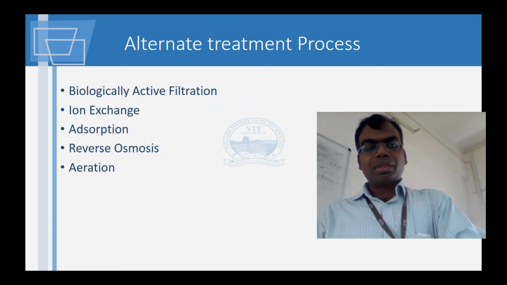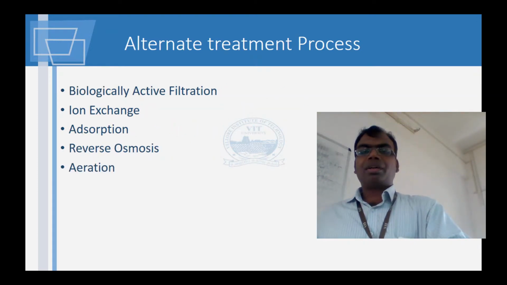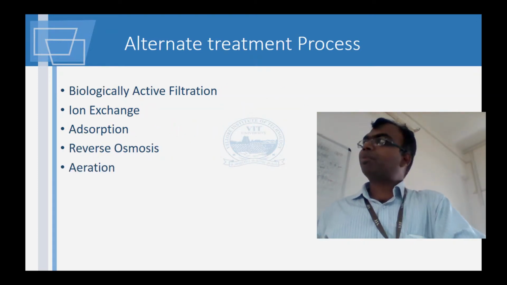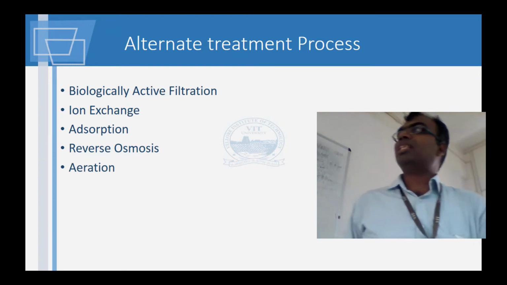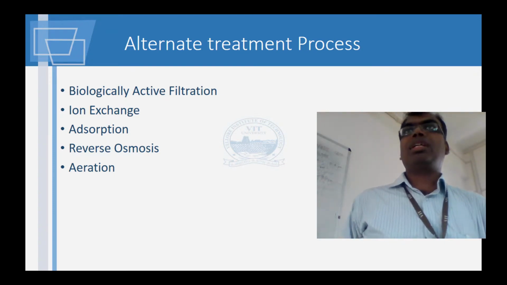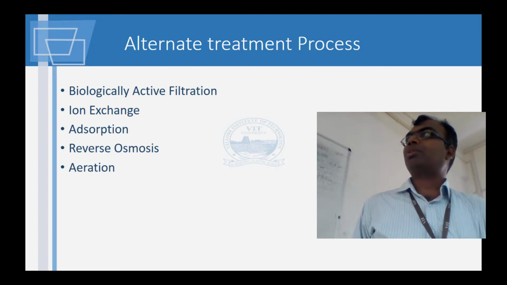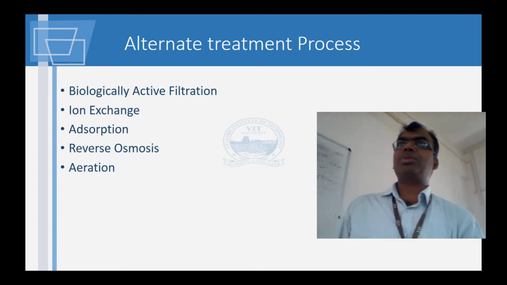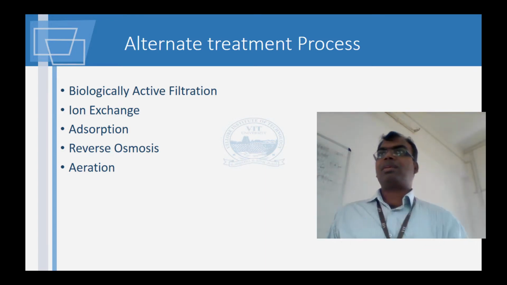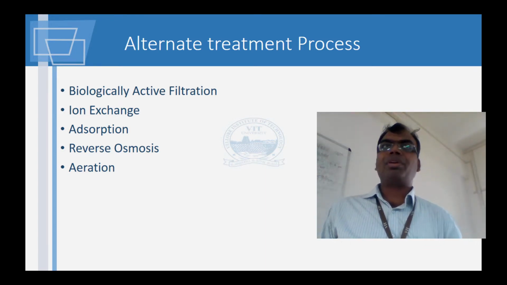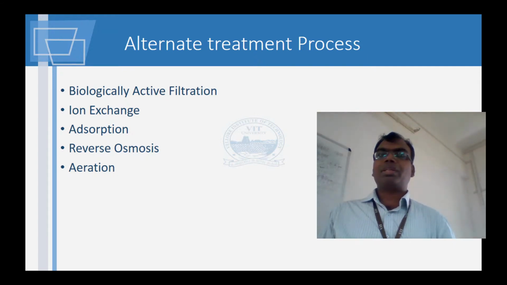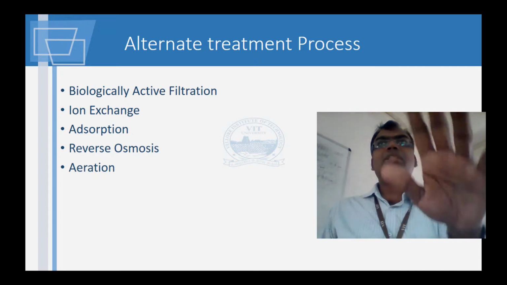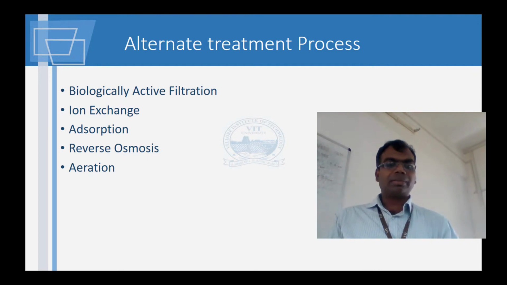Okay, now these are some of the alternate treatment processes which can be used in conjunction with all these processes we talked about. Okay, biologically active filtration, one of the things is actually we can use ozone and all these things which will kill the harmful pathogens by oxidizing them. Okay, basically it oxidizes them.